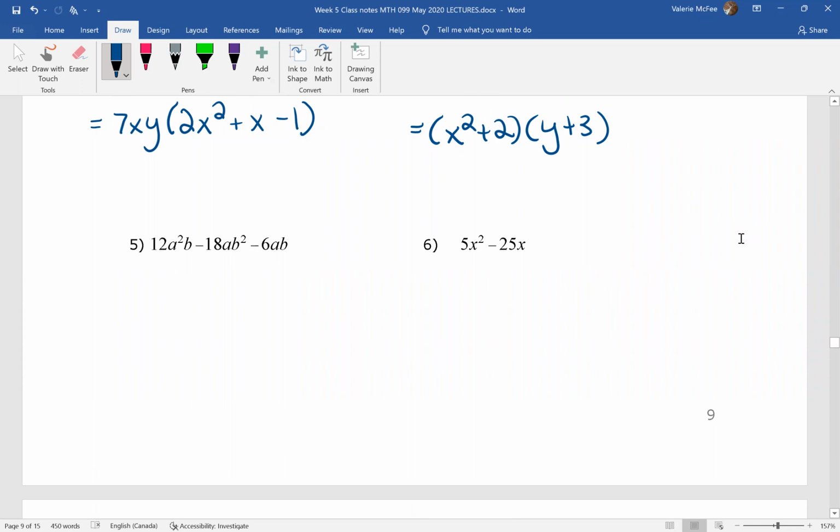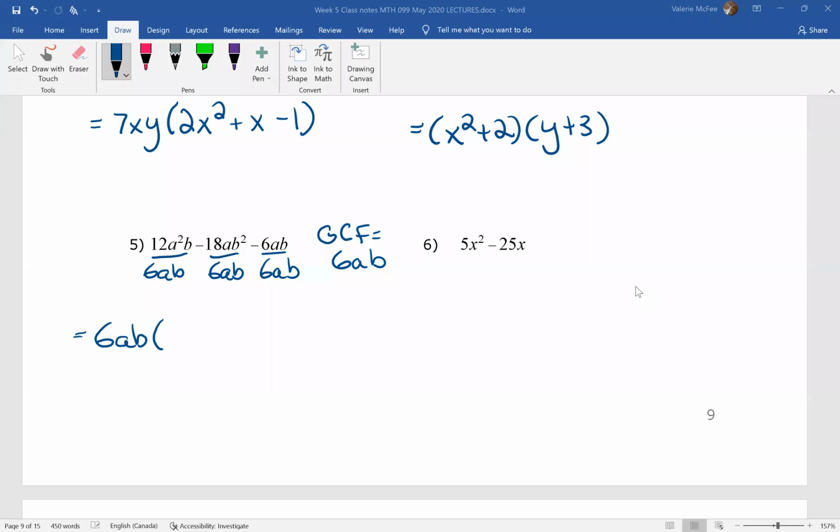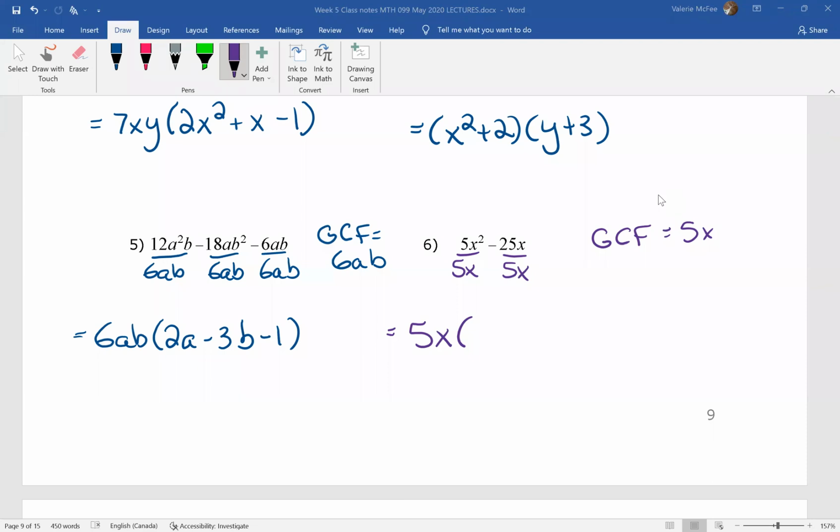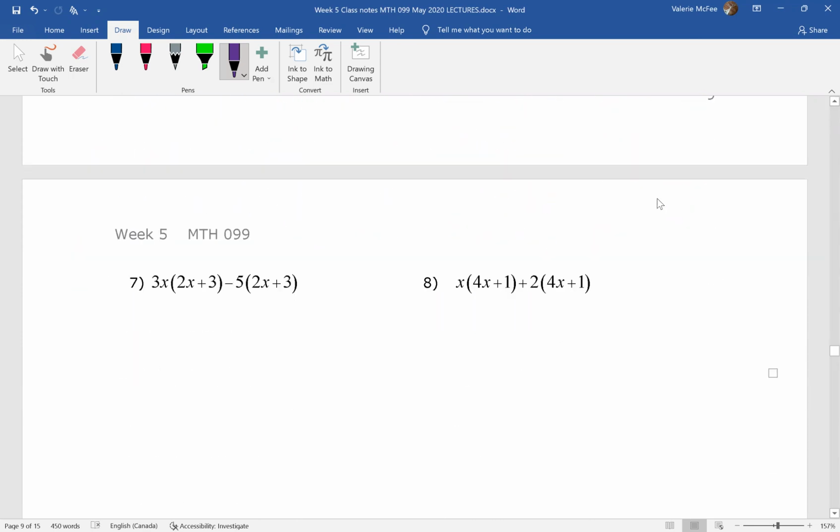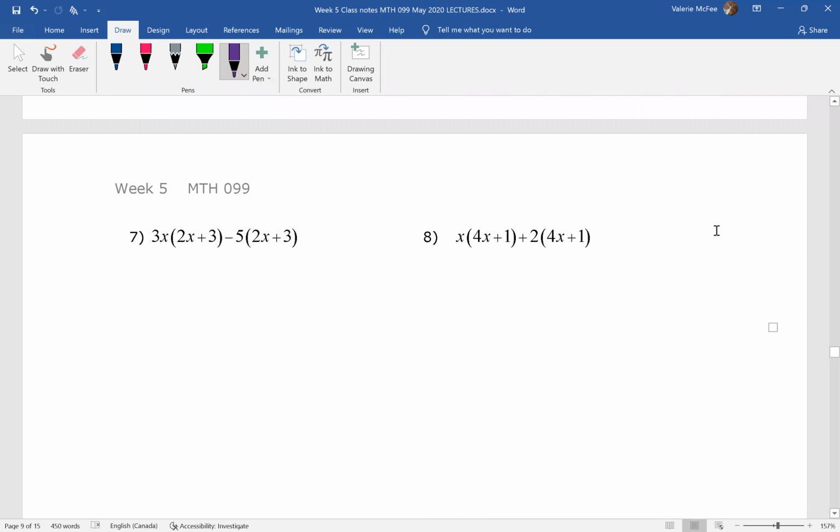Pause your video, see if you can factor questions 5 and 6. In question 5, we found the greatest common factor is 6ab. So we keep our greatest common factor and multiply it by the quotient, 2a minus 3b minus 1. In question 6, we found the greatest common factor to be 5x. Keep the greatest common factor, multiply it by the quotient. There's 2 more questions here. Why don't you pause your video and factor these?